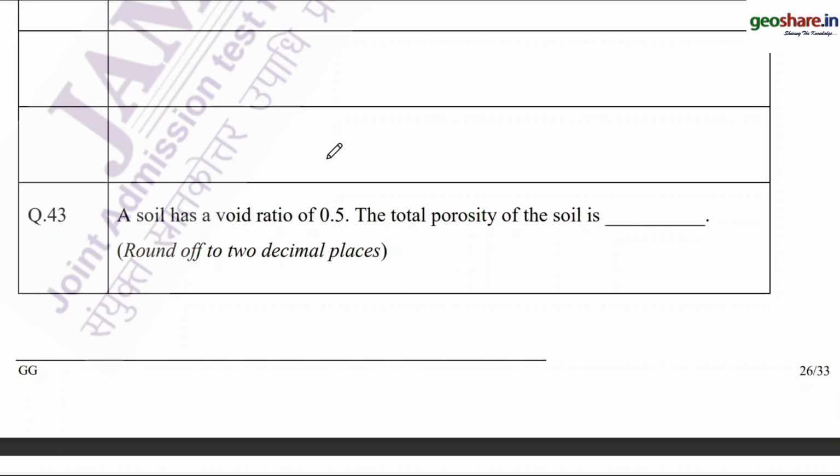A soil has a void ratio 0.5. The total porosity of the soil is 0.33 to 0.34.